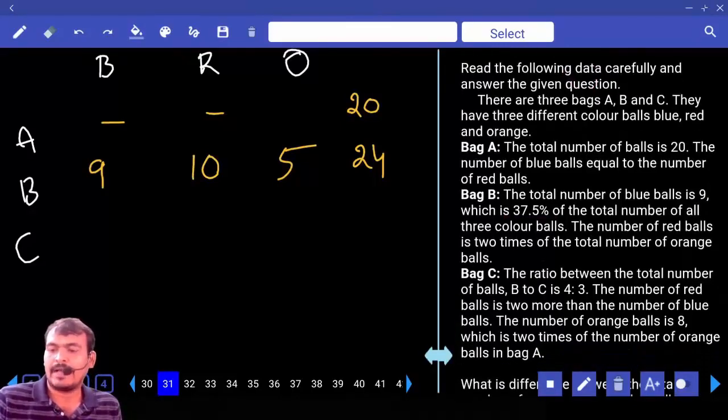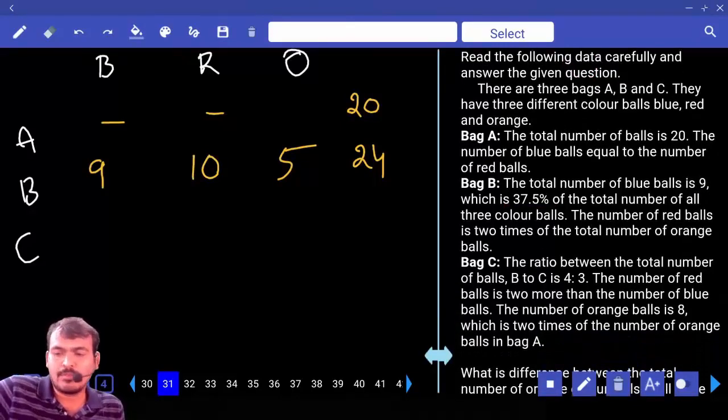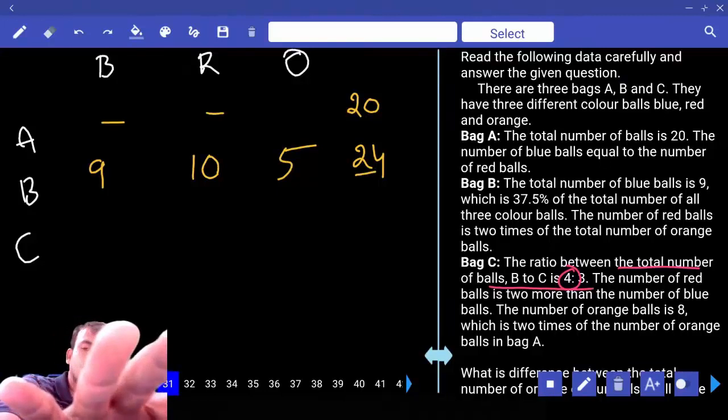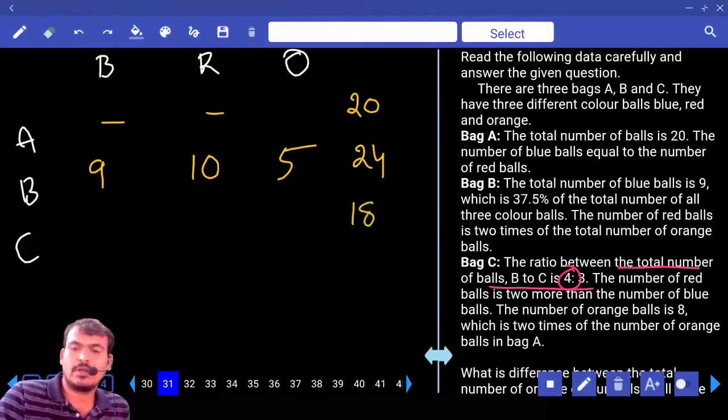Next, bag C. The ratio between the total number of balls in B to C is given as 4:3. The number of red balls is 2 more than the number of blue balls. Red compared to blue, how many balls are more? 2 more. And the total number of balls B to C is given 4:3 ratio. 4 parts is given as how much? 24. And 3 parts are 18. Means total number of balls in bag C is 18.